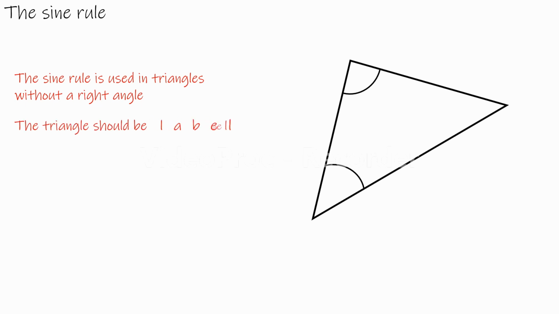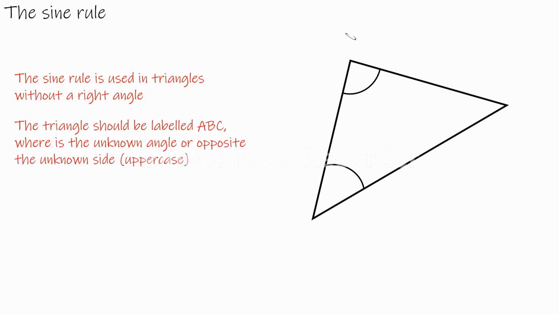Now, we're first going to label the triangle A, B, C at each point, and A is always going to be the angle that you do not know. This isn't necessary for the sine rule, however, it is necessary for other rules, so it's good to get into a habit of doing this.